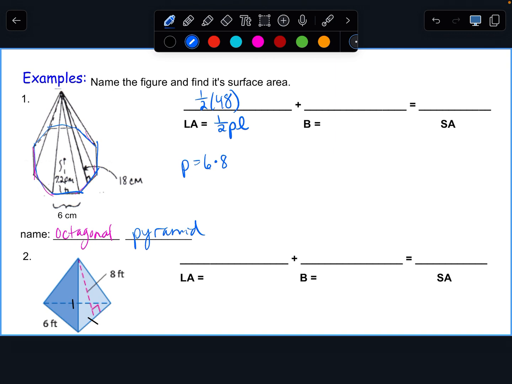It's kind of nice. L is the slant height. They actually give it to you, which is awesome. It's like sliding down the side. So 18 is your slant.